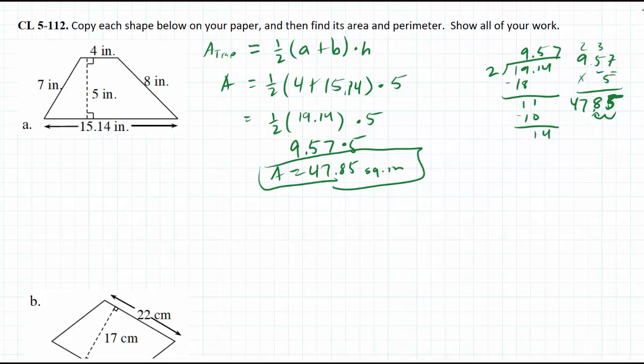The perimeter I'll do in a different color. Perimeter, we just add the sides, so we have 15 and 1400ths plus 8 plus 7 plus 4. Okay, there's no portions except for the 1400ths. 15 plus 8 plus 7 is 15. 15 plus 15 is 30, plus 4 is 34. So this is going to be 34 inches for the perimeter.